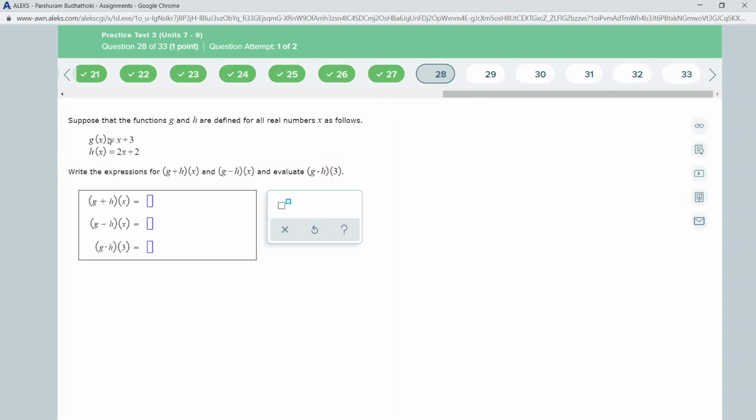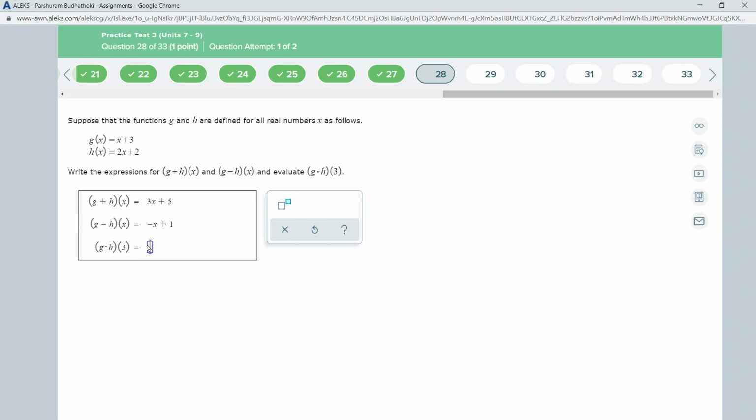You have functions. You just have to find out sum, difference, and multiplication. Just add them and simplify. 2x plus x becomes 3x plus 5. Next one, just subtract h from z. x minus 2x is -x. 3 minus 2 is +1.